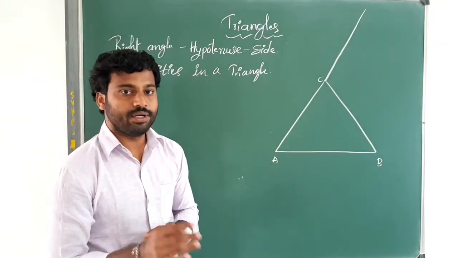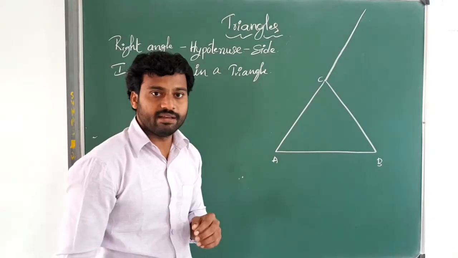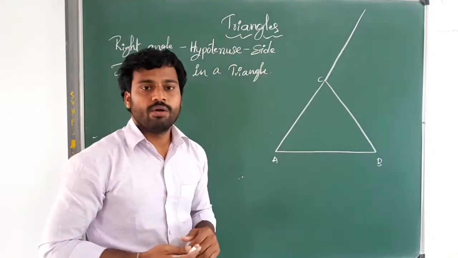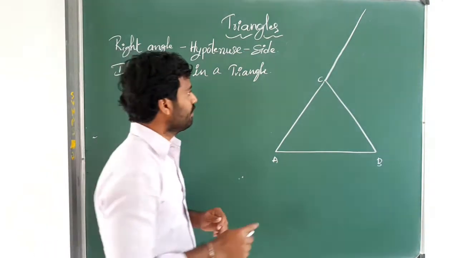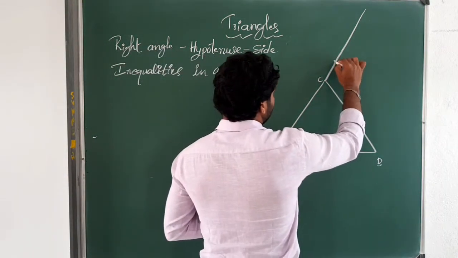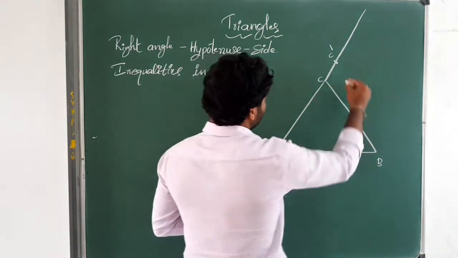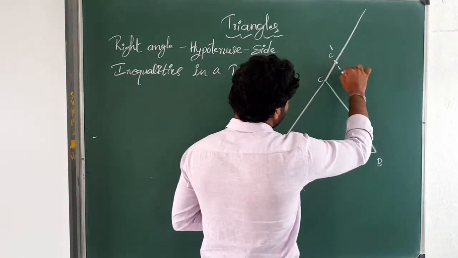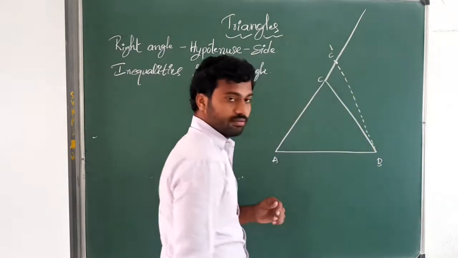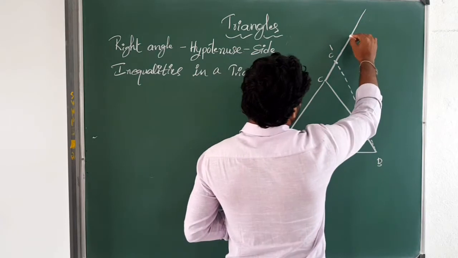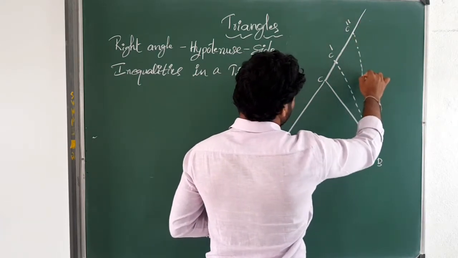Now what I will do, I will take different points on this extended line and join that point to the vertex B. And just observe what is going to happen. I will take this point here. This point is C dash. Now from C dash to B, join. Okay, next C double dash. From that to B.